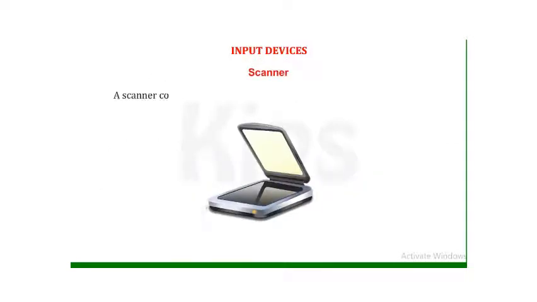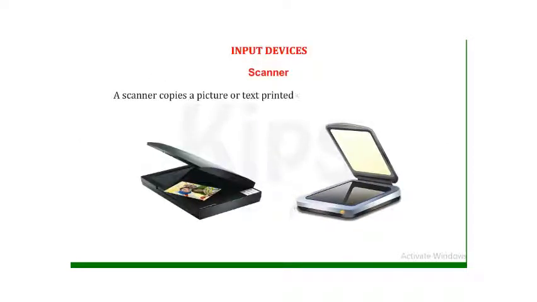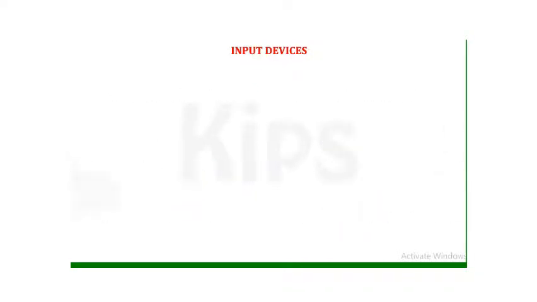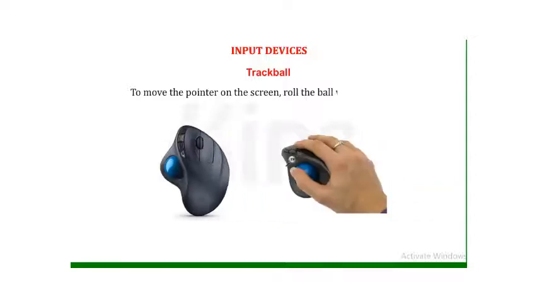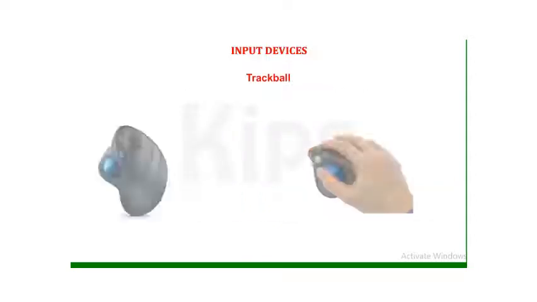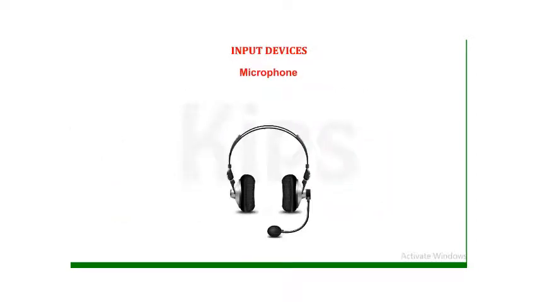Scanner. A scanner copies a picture or text printed on a paper into the computer. Trackball. It has a ball on its top. To move the pointer on the screen, roll the ball with your finger. Microphone. A microphone is used to give our voice and other sounds as input to the computer.